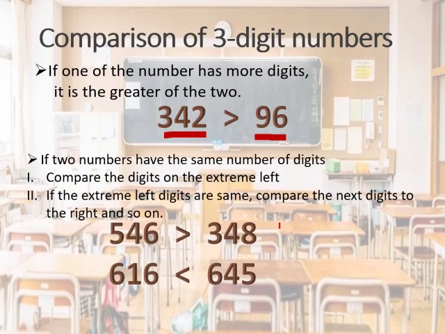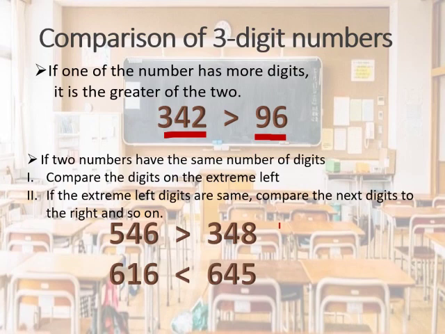Let's move to the second trick. If we have to compare two numbers with the same number of digits, then we will first look at the hundreds place, then the tens place, and lastly the ones place. Let us understand with an example. Here we have 546 on one side and on the other side 348. In the hundreds place there is 5, and in the second number 3 is in the hundreds place. So clearly 5 is bigger than 3. So 546 is bigger than 348.